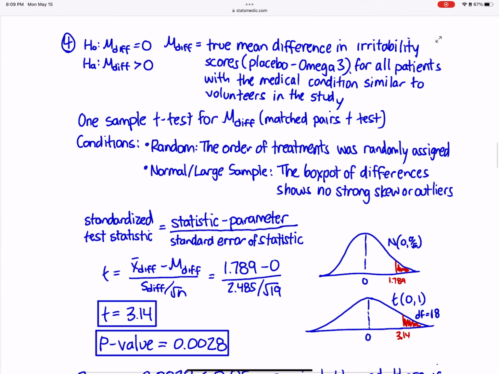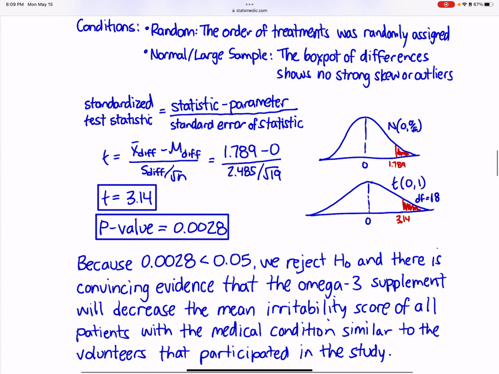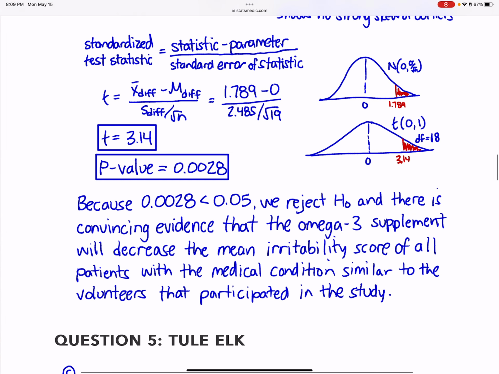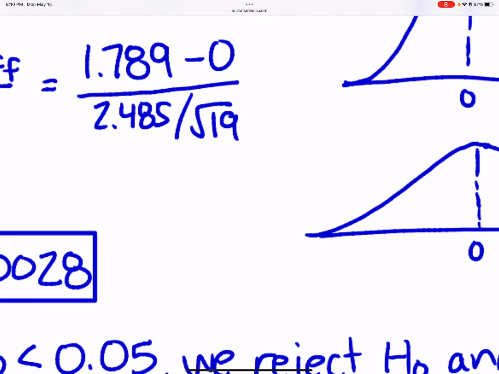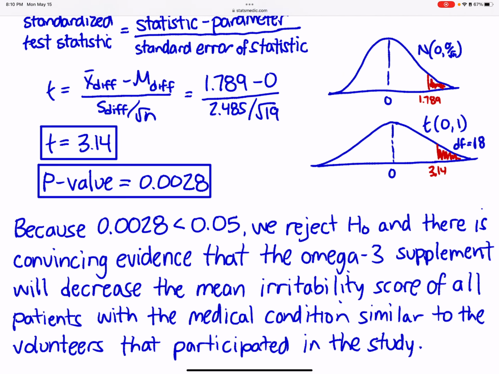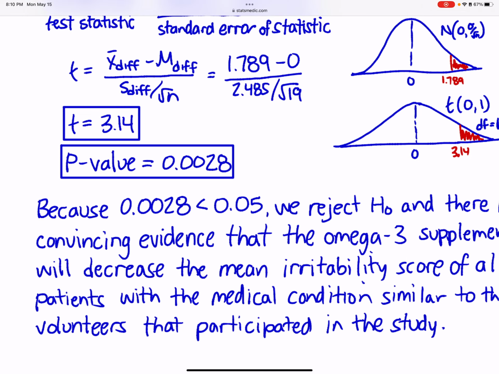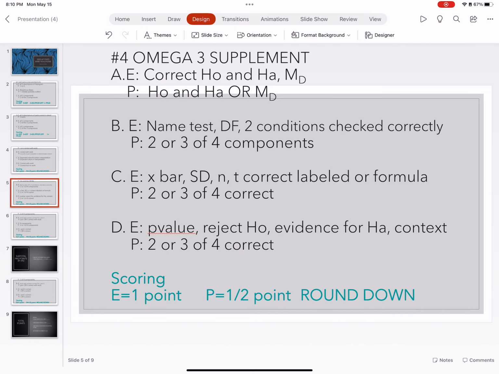All right, so for component 3, or part 3, I believe you would be required to identify x-bar, which is 1.789, SD, which is 2.485, N, which is 19, and T, which is 3.14. Now, you could put it in this formula the way that it is shown here. You do not need that part there, but this part here is fine. Or you could have them all listed out from your calculator. Either way, I believe those are the 4 that you need, and the scoring would be as such.